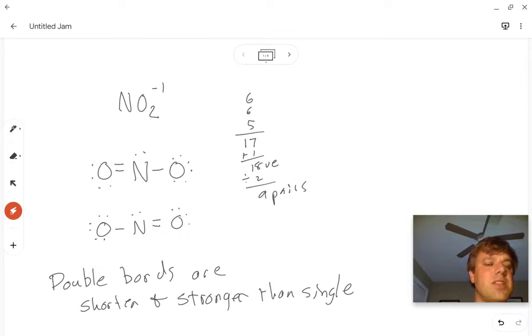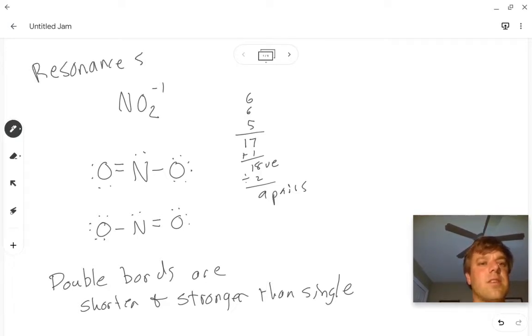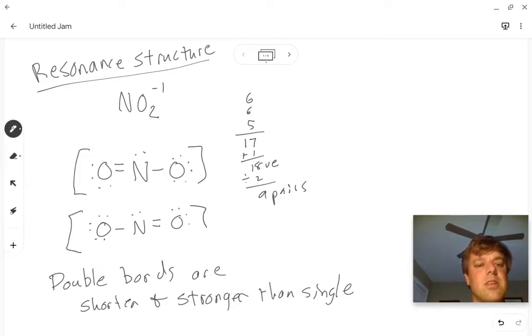Now, the way we draw this is we draw what's called a resonance structure, where essentially we draw both possibilities, put them in square brackets and just put a double arrow in between them. We also need to add the -1 charge because this thing was negatively charged. So this is our resonance structure. It's not that there's a double bond that's moving back and forth. That's not what's happening. It's that reality is like a composite of both of these.